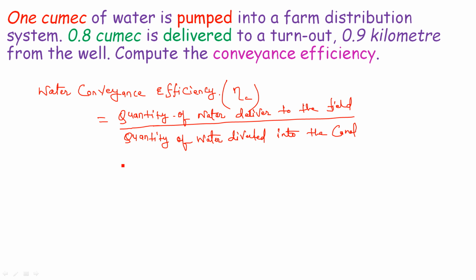Into the canal. Okay, so now for this question, the water conveyance efficiency is equal to the quantity of water delivered to the field divided by the water diverted into the canal. 0.8 cubic is delivered to a turnout, so 0.8 divided by 1 cubic diverted into the canal. So the efficiency comes as 0.8, and if we write it as a percentage, we can write 80%. So 80% is the answer for this question.